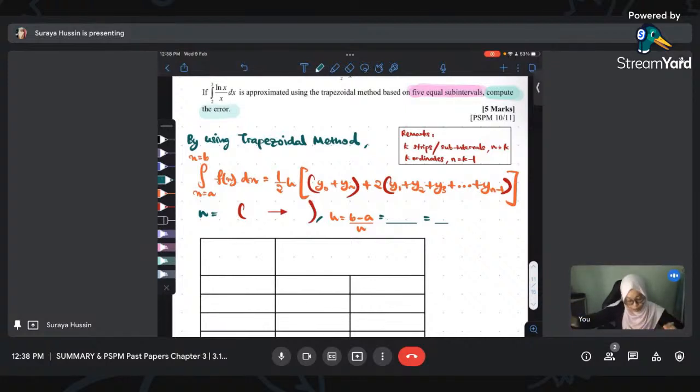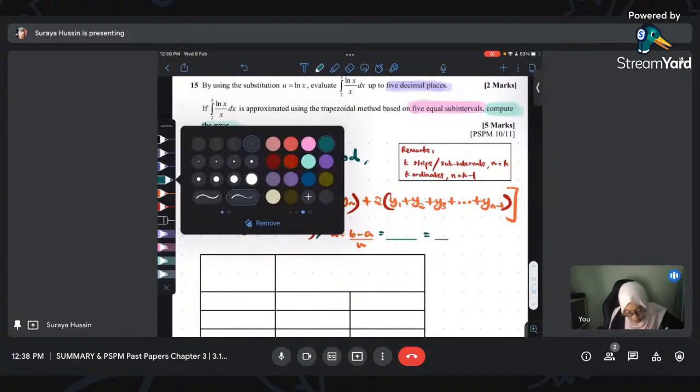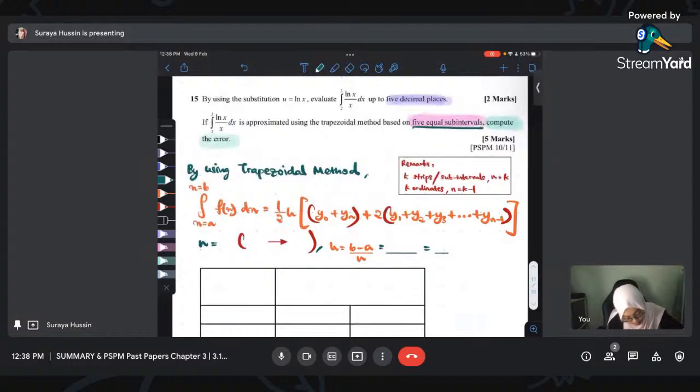Let me write it down. Oh, this is the formula that you should memorize as well. Okay, you kena hafal lah. Nanti Miss tanya minggu depan ya. So what is your n? N is actually here. This is your n. Your n is equals to 5.